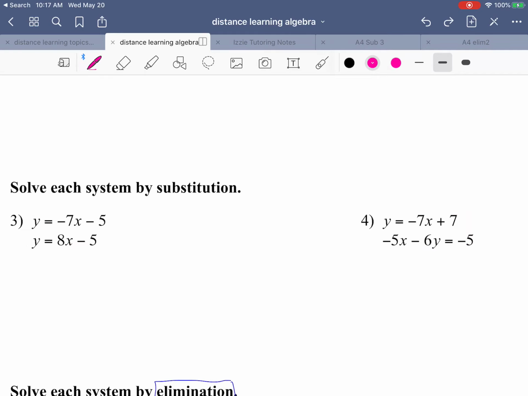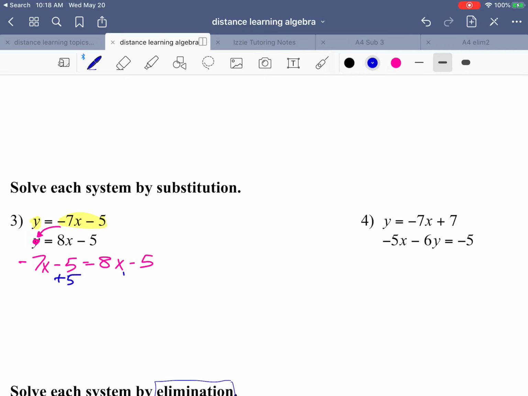And since y is equal to negative 7x minus 5, we can substitute all of that in for anywhere there's a y, like the y in the other equation. So when we do that, we get negative 7x minus 5 equals 8x minus 5. From there, I just need to solve. So now I have an equation just with x's in it.